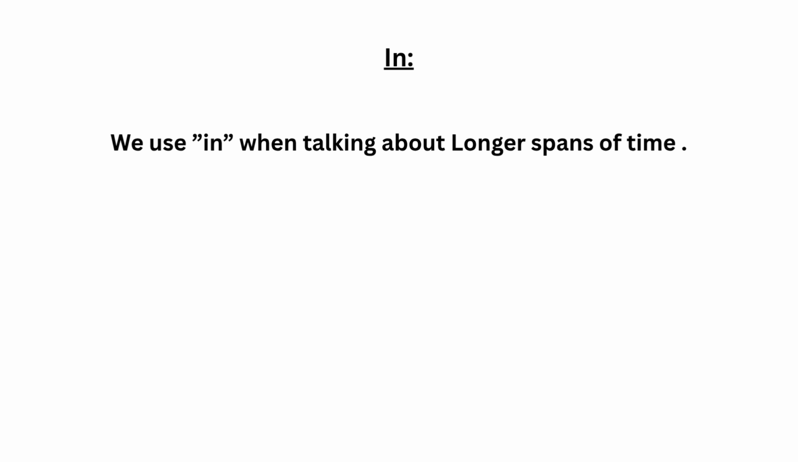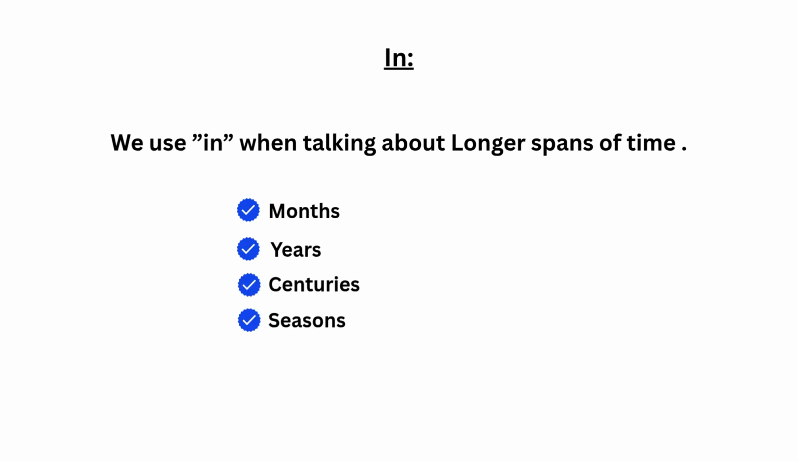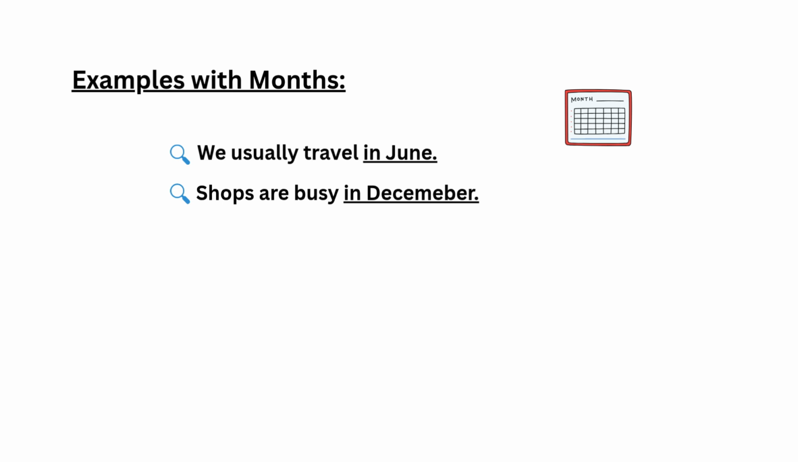We use in when talking about longer spans of time like months, years, centuries, seasons, and general parts of the day. Examples with months. We usually travel in June. Shops are busy in December.